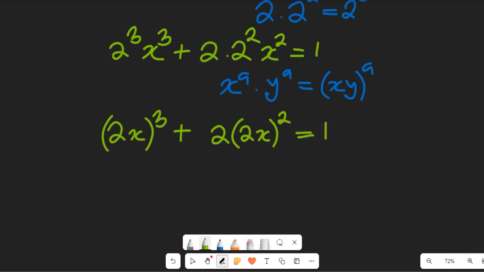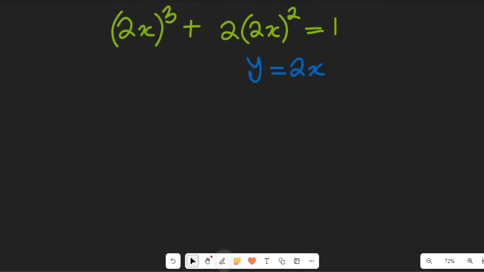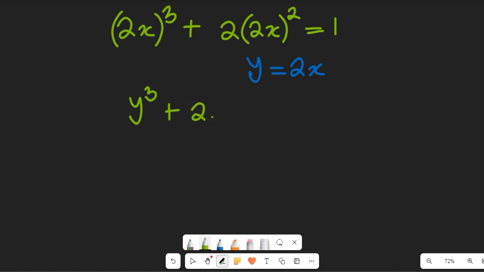Great. Now, what do we do from here? We are simply simplifying this question. Now, I want to assume the value of y to be equal to 2x. So if I take y to be equal to 2x, that means wherever I see 2x, I should replace it with y. So that will give me y to the power of 3 plus 2 multiplied by y to the power of 2, and this will be equal to 1.